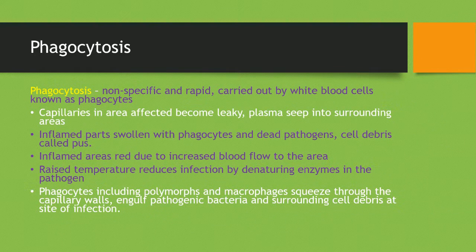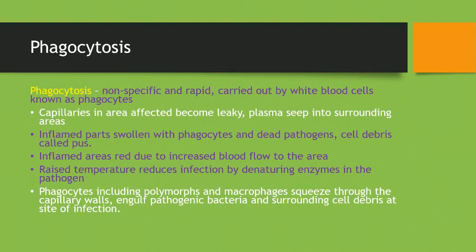So, phagocytosis then. This is non-specific, and it's very, very rapid. It's carried out by white blood cells known as phagocytes. Now, capillaries in an infected area will become leaky, and plasma will seep into the surrounding areas. This inflamed part will become swollen with phagocytes and dead pathogens, and the cell debris is called pus. Your inflamed area will also become red due to the increased blood flow to the area, and a raised temperature will reduce infection by denaturing enzymes in the pathogen.